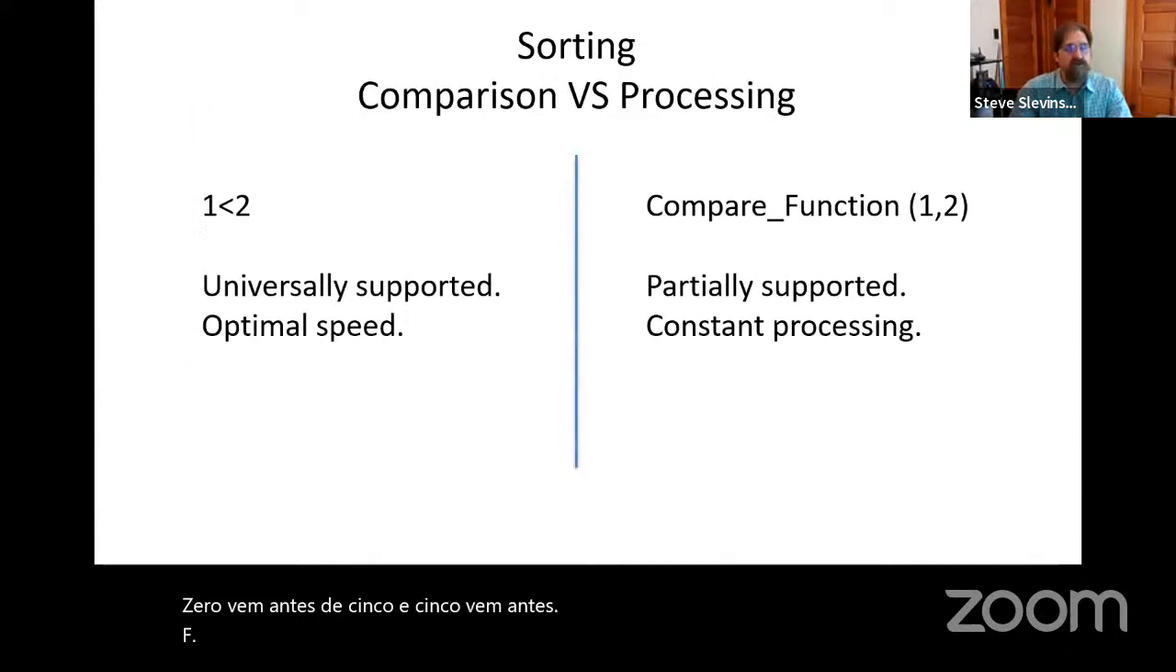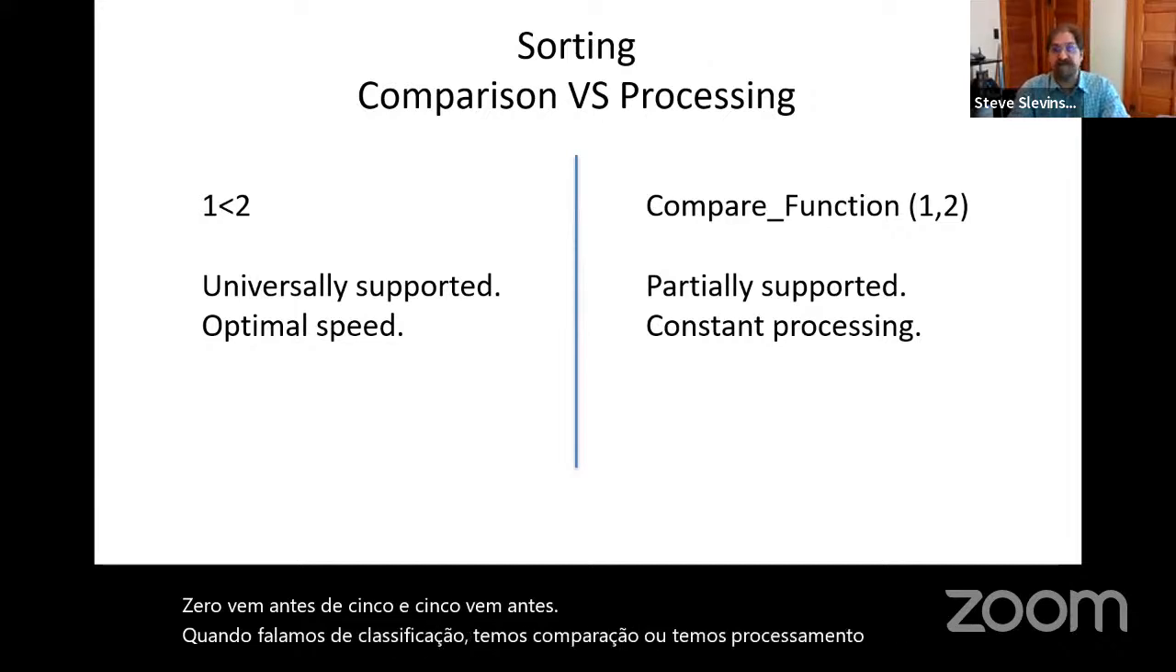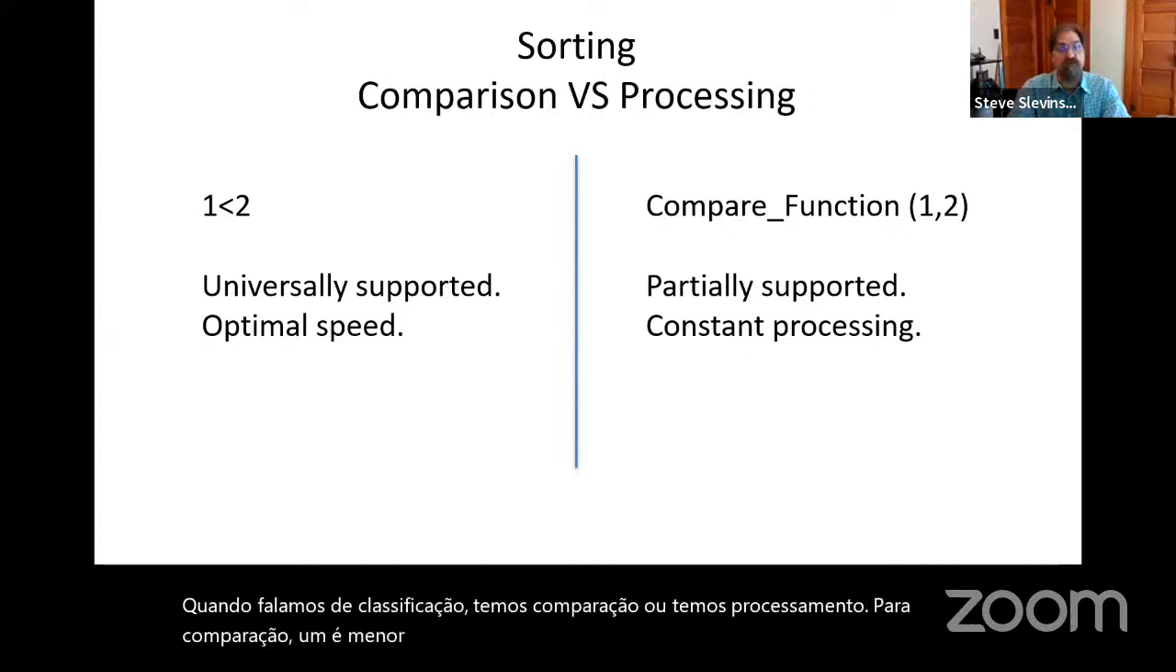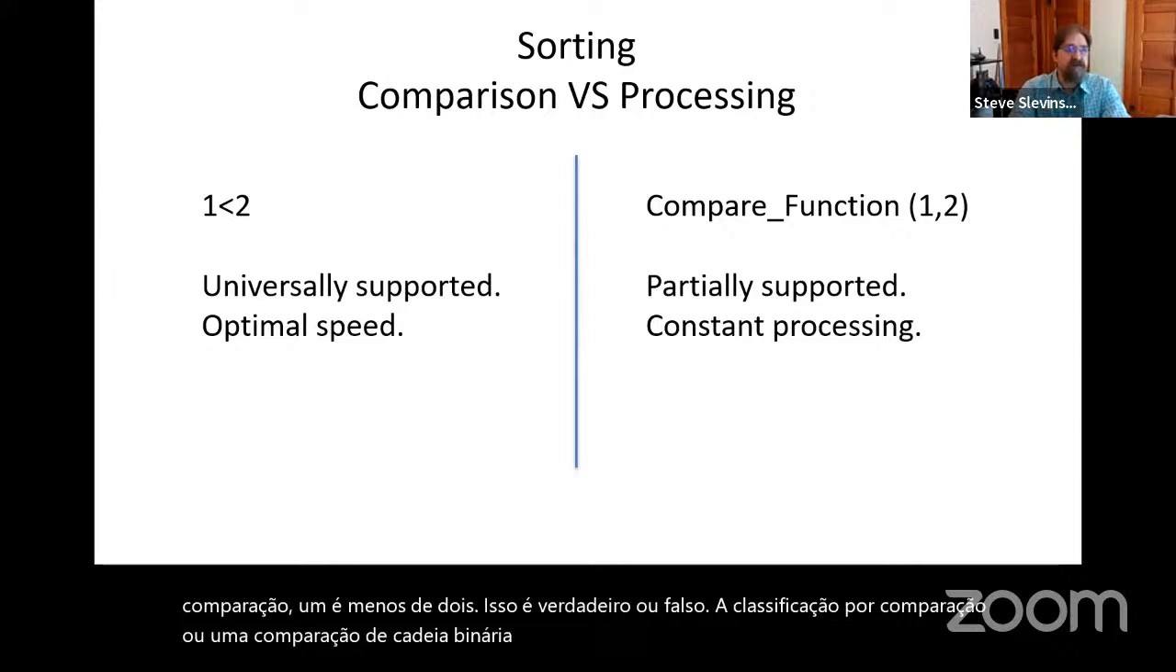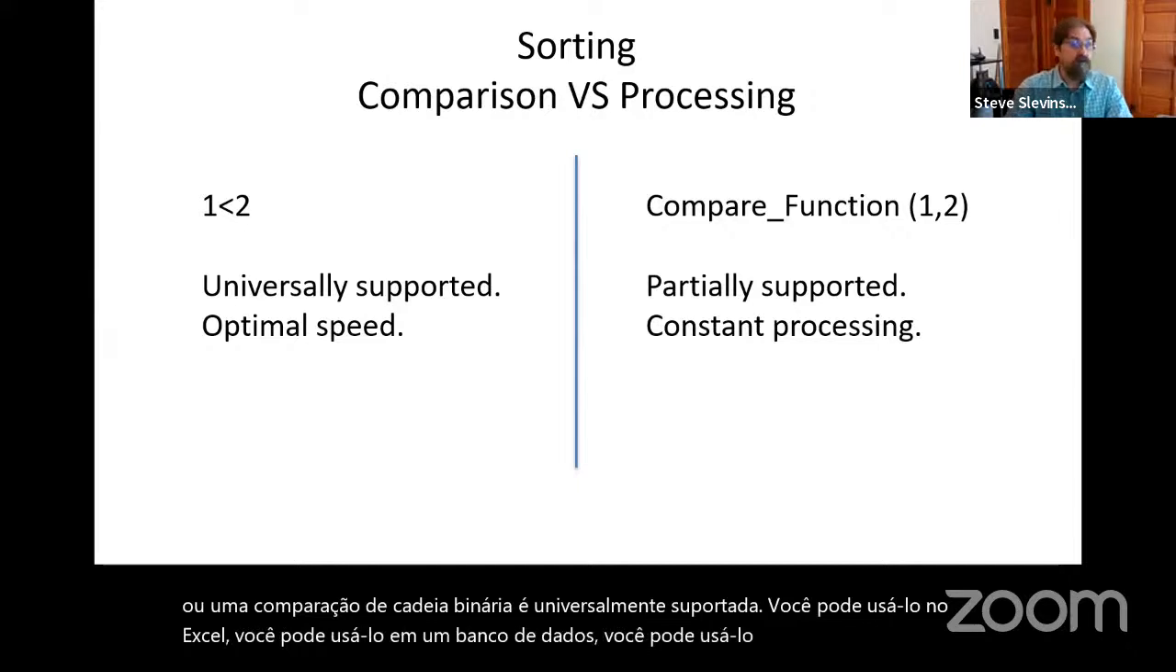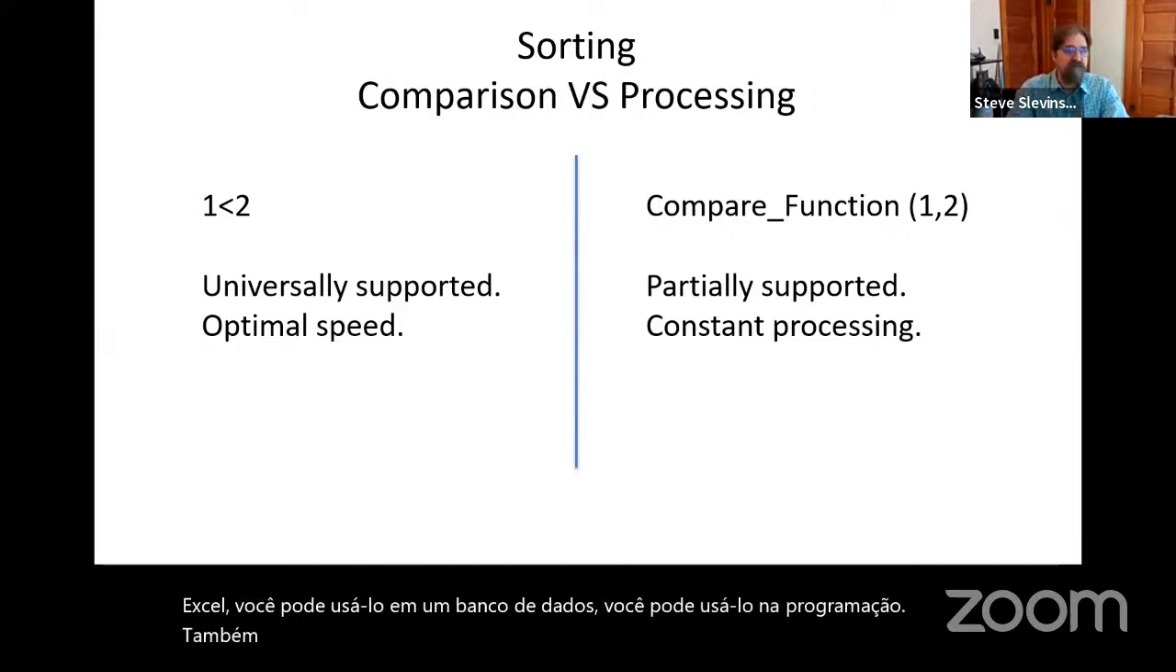When we're talking about sorting, we have comparison or we have processing. For comparison, 1 is less than 2. That's either true or false. Sorting by comparison, or a binary string comparison, is universally supported. You can use it in Excel, you can use it in a database, you can use it in programming. Also, we have optimal speed. The amount of processing that's needed for sorting is very minimal.